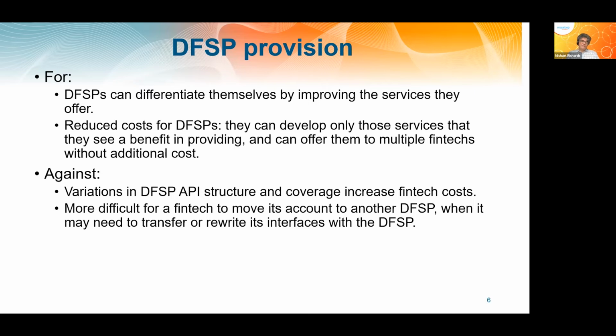It would also be more difficult for a fintech to move its account to another DFSP. The cost of that might include the need to transfer or rewrite its interfaces for the new DFSP. So in the case of a service provider, which let's say has a single account at the DFSP into which the customers are paying, it might be a problem for them to move their account to another DFSP. Whereas if the services were provided via the Mojaloop PISP interface, then it would be a relatively simple matter for them to move their account to another DFSP, which also supported the PISP interface.